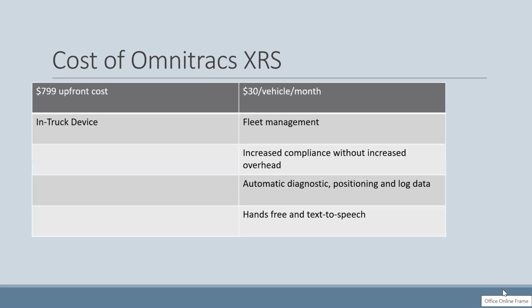So for the overall cost of Omnitrax, it's a $799 upfront cost per device. And it's also $30 per vehicle per month to use the package. And XRS is the version that we chose.